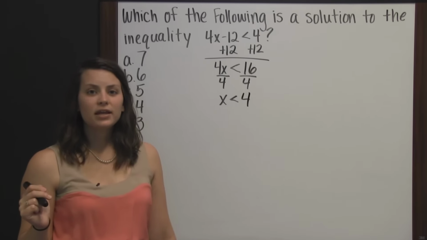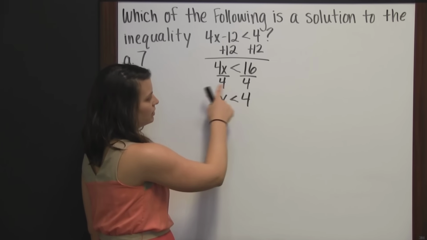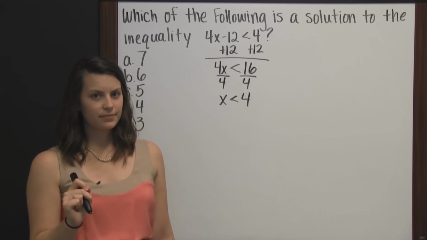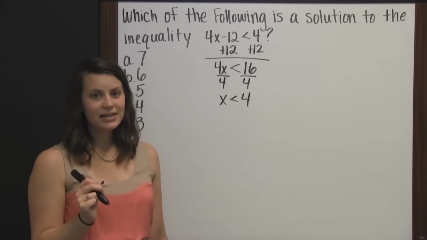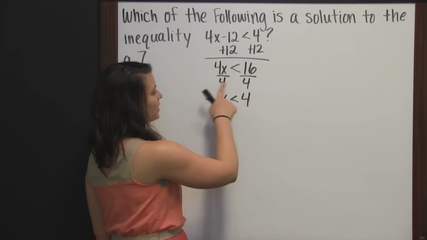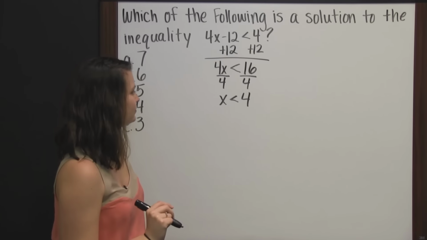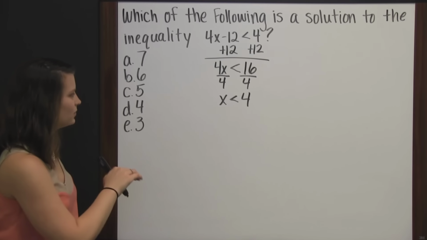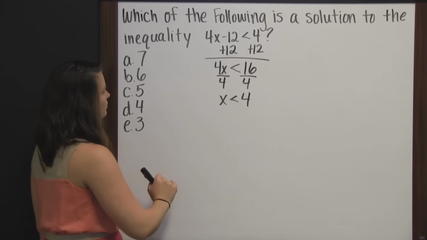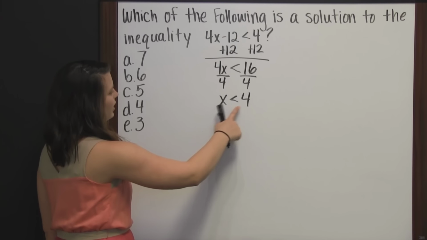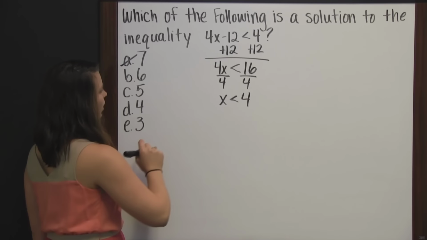Keep in mind when solving inequalities that if you multiply or divide both sides by a negative number, you must flip the inequality symbol. In this case, we didn't have to, since we didn't divide both sides by a negative number. It's all about that negative. So now we can apply these answer choices. We want to find which one of these numbers is less than 4. Is 7 less than 4? No. Is 6 less than 4?